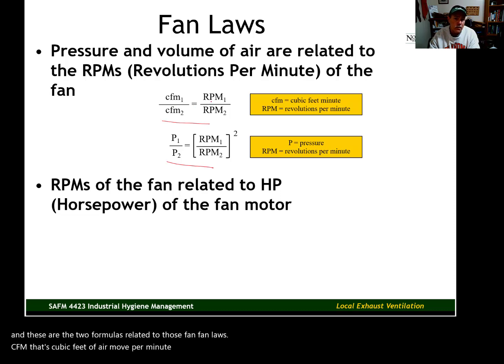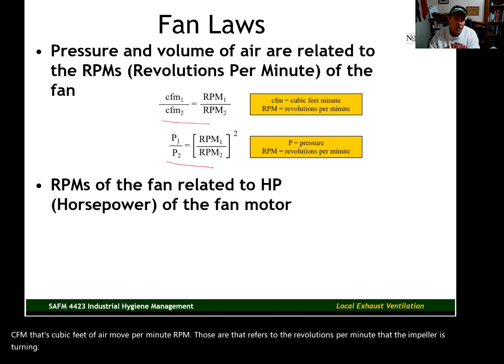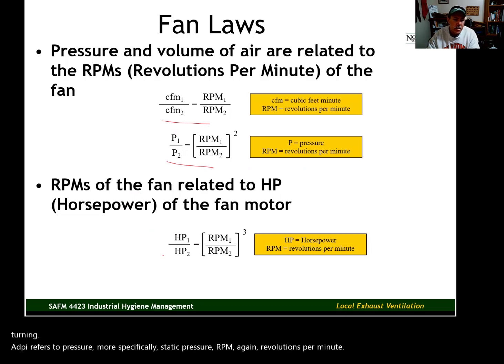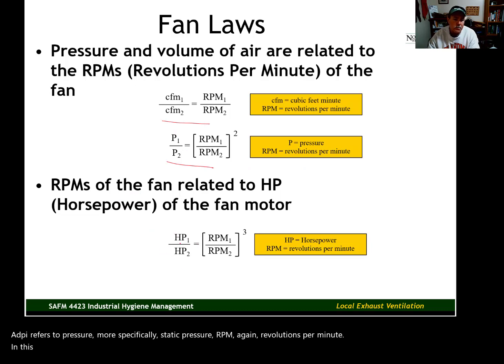RPM, that refers to the revolutions per minute that the impeller is turning. P refers to pressure, more specifically static pressure. RPM, again, revolutions per minute. In this particular formula, we have horsepower and RPMs. The RPMs of the fan related to the horsepower of the fan motor.